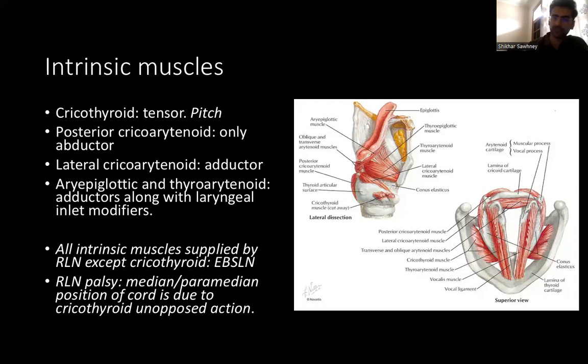So if there is recurrent laryngeal nerve palsy, the cord assumes a median or a paramedian position, and it is primarily because of unopposed action of the cricothyroid muscle, as it is a tensor of the vocal cord, and it brings the cords in a median or a paramedian position because of its unopposed action.